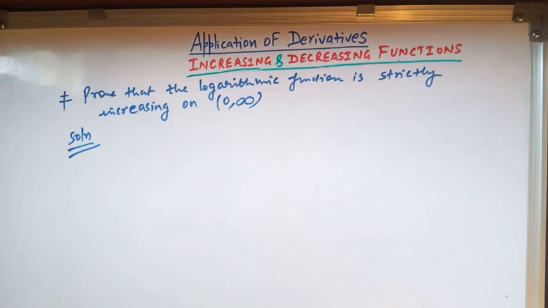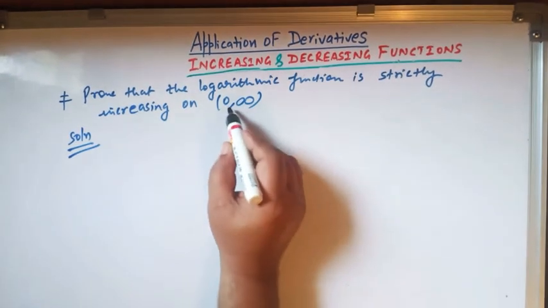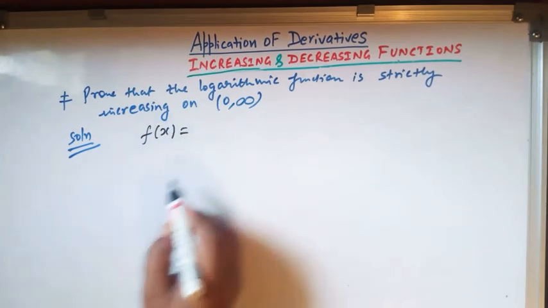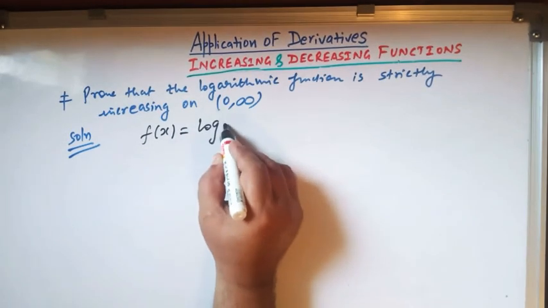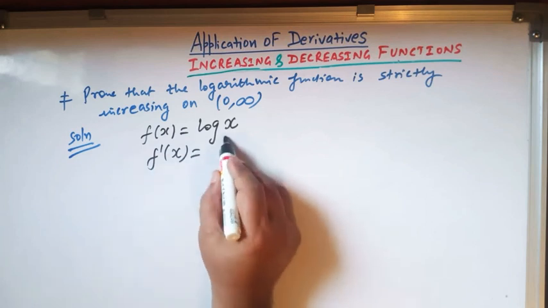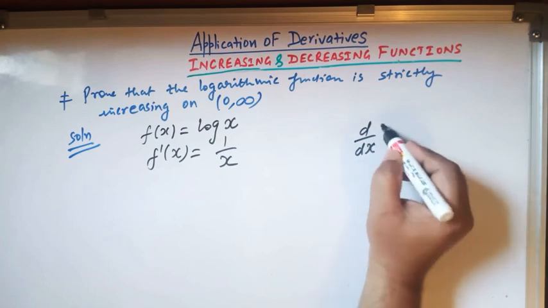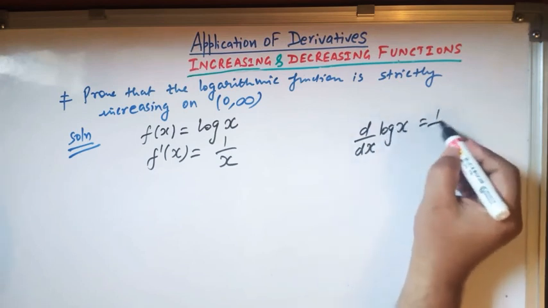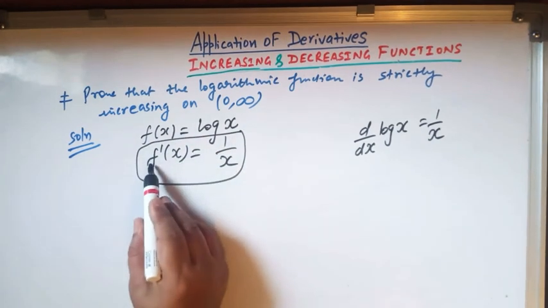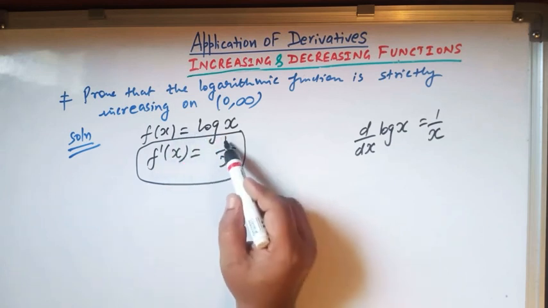Now viewers, here we have the problem: prove that the logarithmic function is strictly increasing on this interval. So here we have the logarithmic function f(x) equal to log of x. Now we find the derivative here. So we have 1 over x, because the derivative of log x is 1 over x.